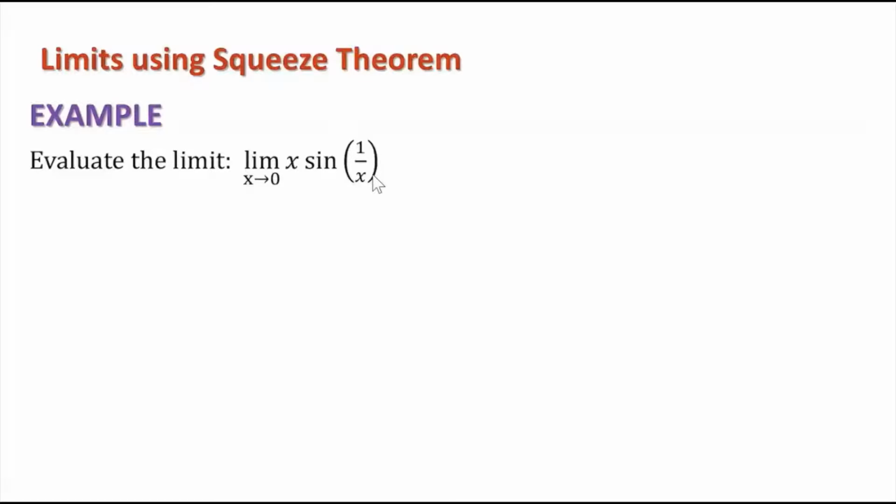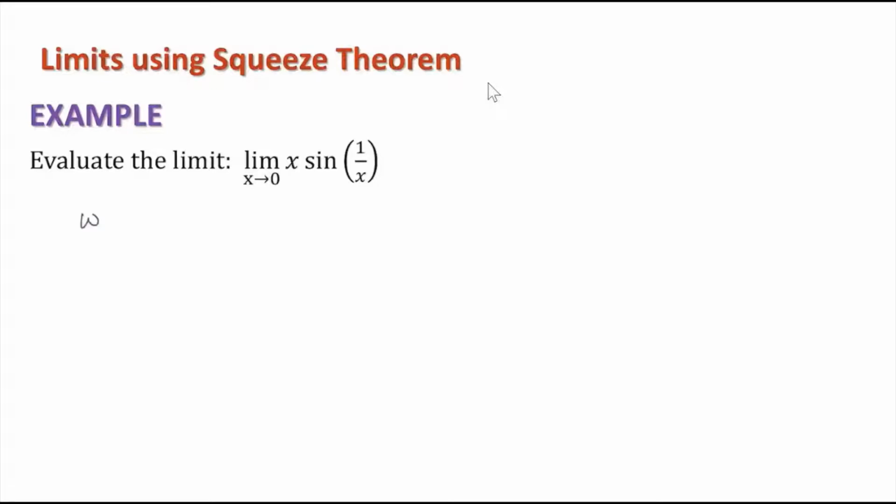If it is 0 times a finite value, it is 0. But here, it is 0 times some unknown value. So we don't know what is the result. So we cannot find this limit by direct substitution. So what we are going to do is, we are going to use this squeeze theorem somehow by using some known fact. This is what we know from trigonometry.